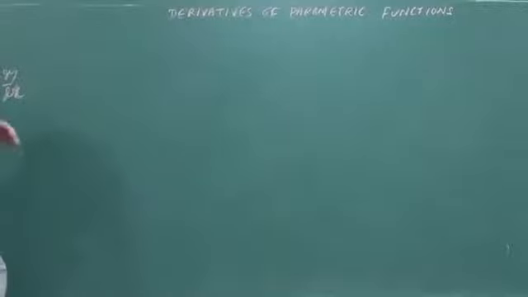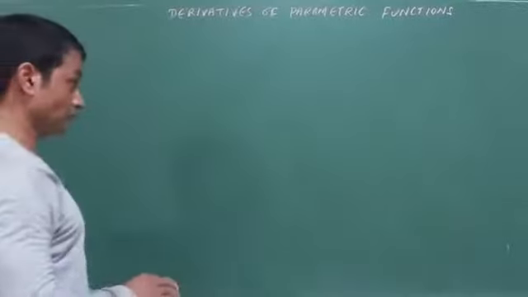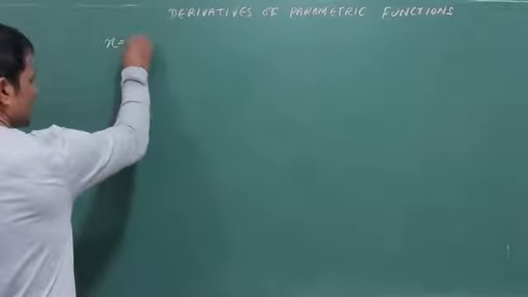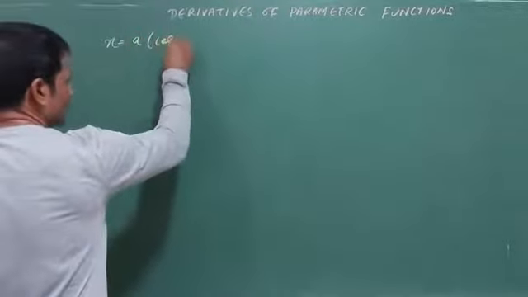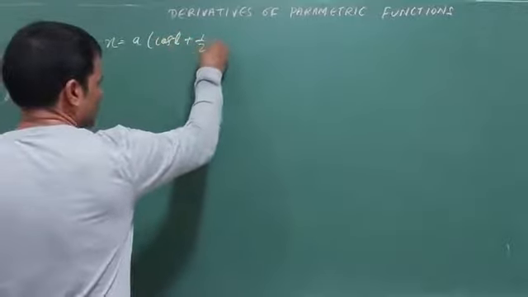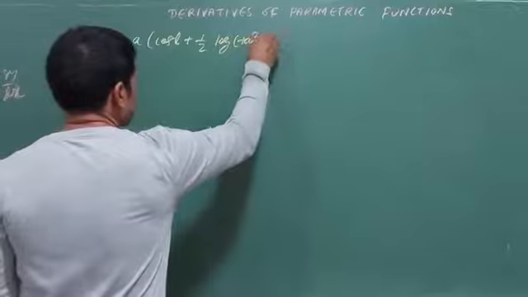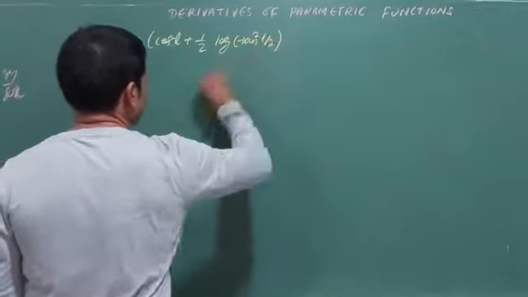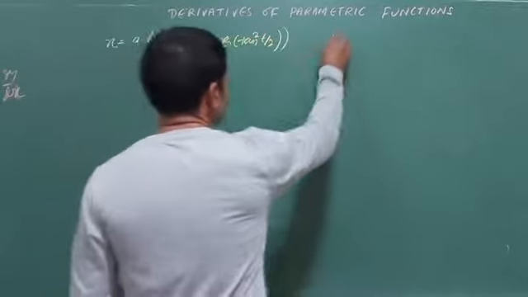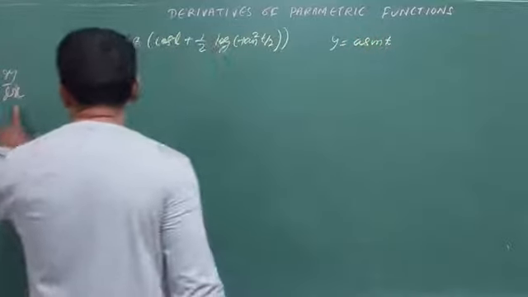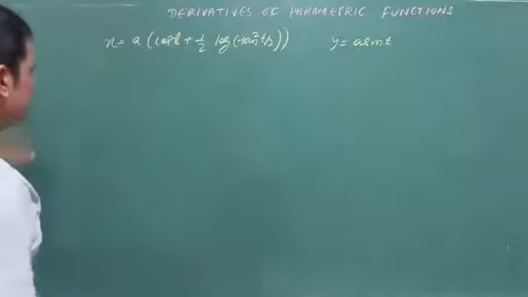Next now. x is equal to a cos t plus 1 by 2 log tan square t by 2, and y is equal to a sin t. What do you have to find out? You have to find out dy by dx.